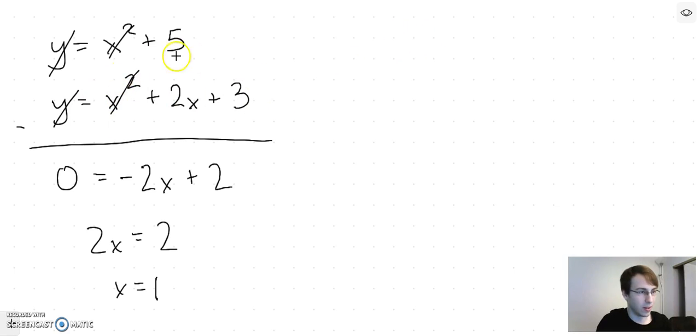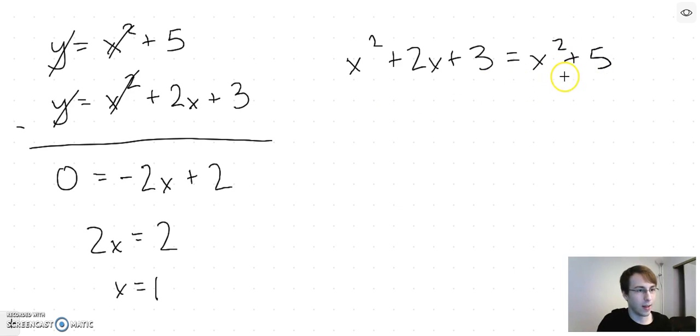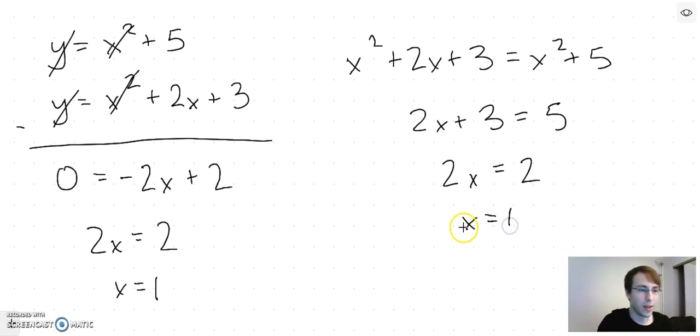We can substitute this stuff in for that y there. We can do x squared plus 2x plus 3 equals x squared plus 5. And then if we subtract x squared from both sides, we get 2x plus 3 equals 5. Then 2x equals 2, x equals 1. Either way, we get to the same answer, x equals 1.